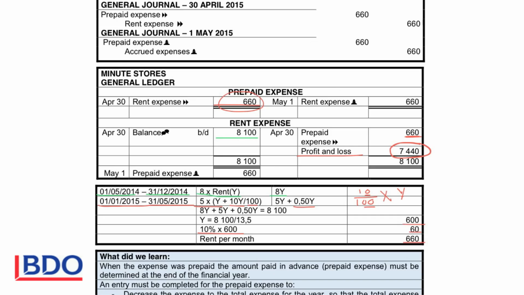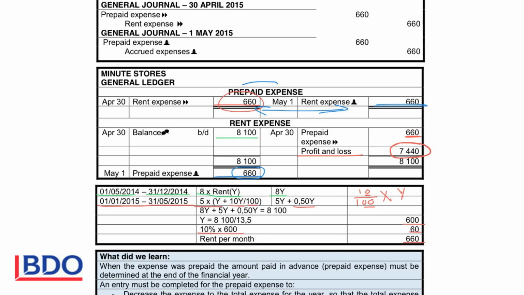Then the first day of the next financial year, we have to do a reverse entry. So the prepaid expense account must be closed off, and we will credit the prepaid expense with the 660, and we will debit rent expense with 660. So it means we cancel this prepaid expense because now both sides are 660, and we show on the first day that we've got a balance of 660, so there was already an expense paid for the current year.